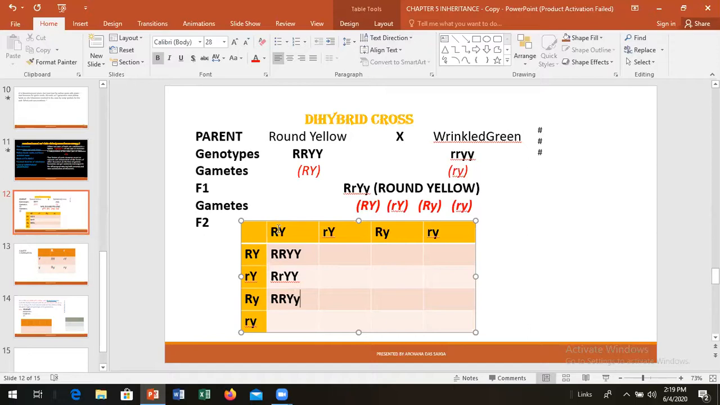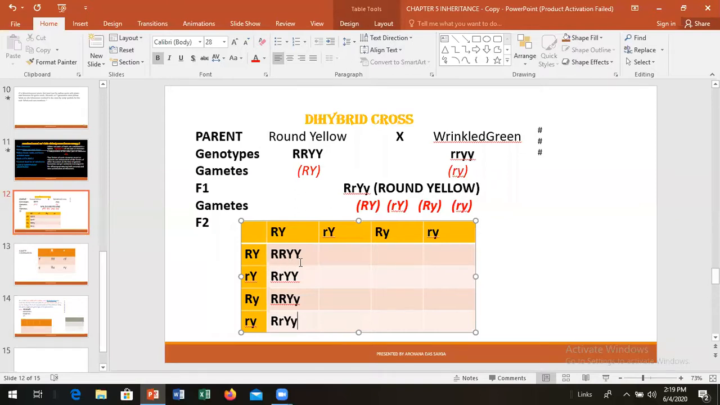So here this gamete and this gamete. And the fourth one, can you say the fourth one? Capital R, then small r, small r, then capital Y, capital Y, then small y. Yes, very good.